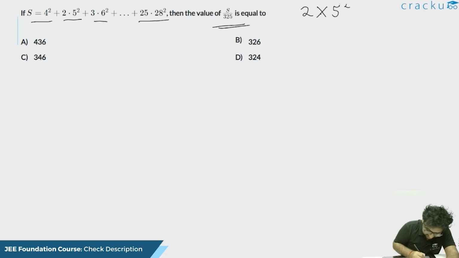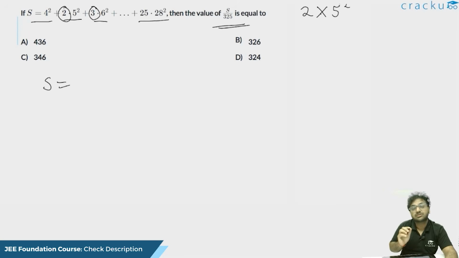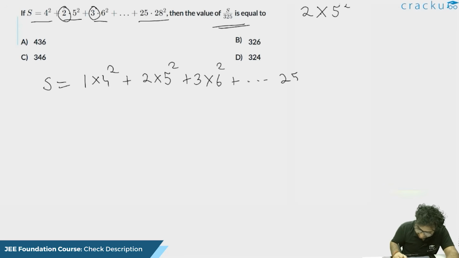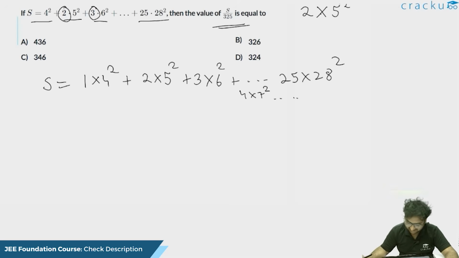So the pattern says that s equal to, can you see the coefficient of 4 square, 5 square, 6 square is 1, 2, 3 and so on. So this is 1 into 4 square plus 2 into 5 square plus 3 into 6 square plus dot dot dot till 25 into 28 square. Can we guess the next number? Yes, 3 into 6 square. So the next would be 4 into 7 square and up till 25 into 28 square.